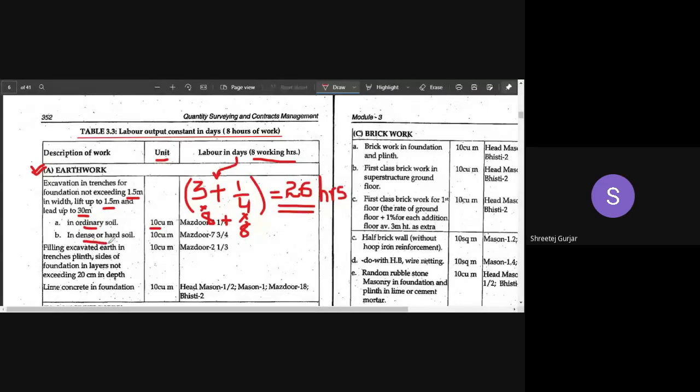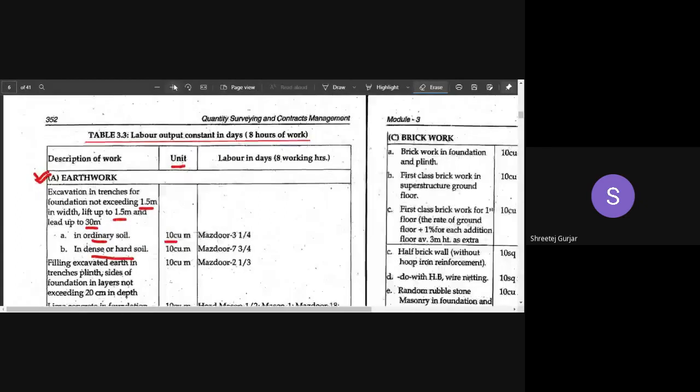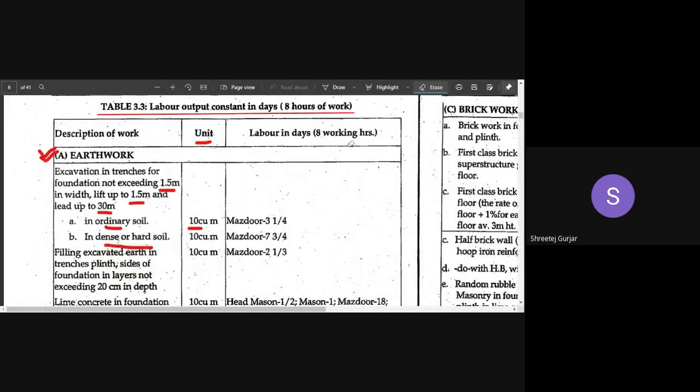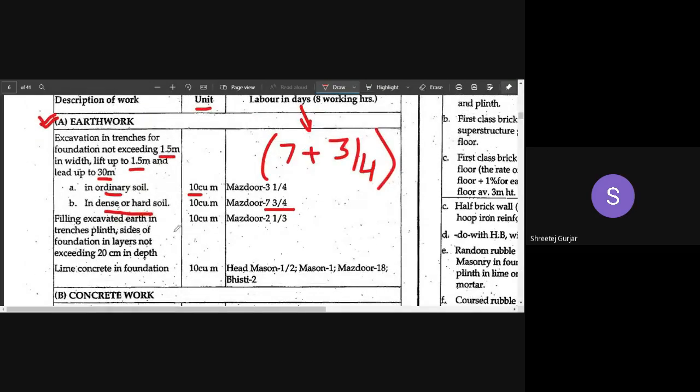Similarly, in dense or hard soil, you will be requiring more mazdoors. You can see how many mazdoors they have taken. Can you read on your screen? How many mazdoors are required? 7 plus 3/4, meaning this is in days. These are not the number of mazdoors, these are days. 7 plus 3/4.